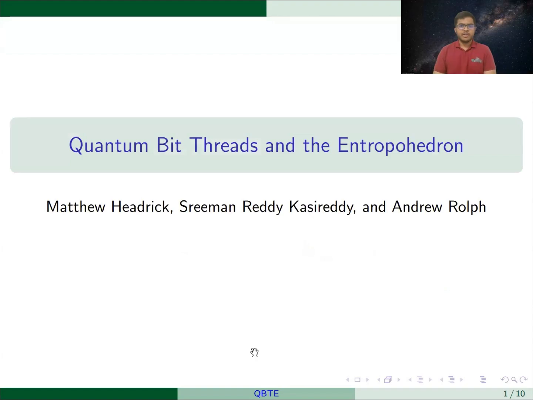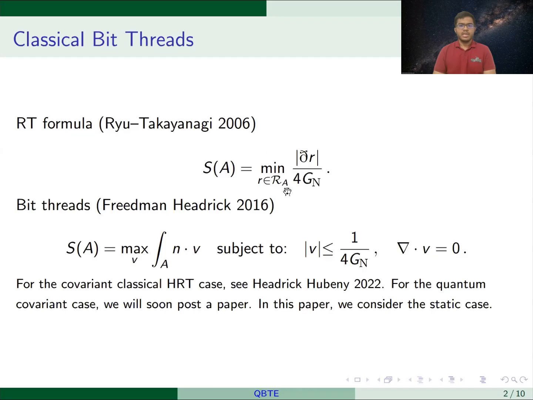This is the video abstract for the paper Quantum Bithreads and the Entropohedron by Matthew Hedrick, Andrew Rolfe, and me, Sriman. The new technical formula relates bulk geometry and boundary entanglement entropy. It can be reformulated in terms of Bithreads, which are divergence-free flows with a certain norm bound.